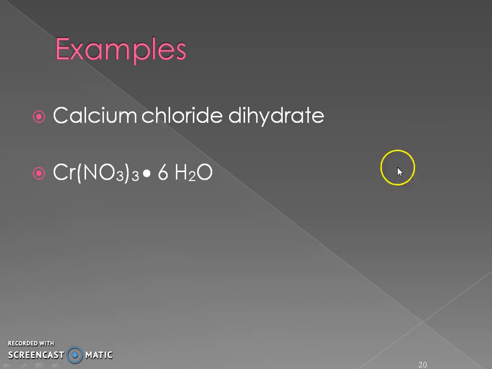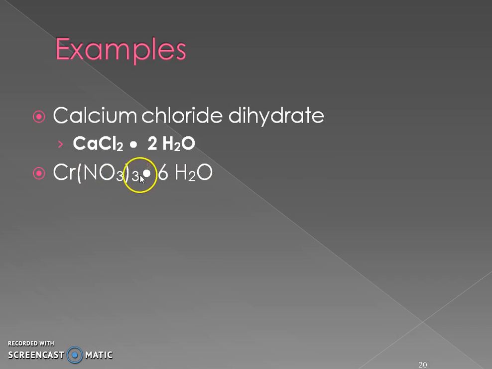So here's an example. Calcium chloride dihydrate. You should be able to know how to write the formula for calcium chloride. That's an ionic compound. And the di means that there are 2 water molecules. That's where the hydrate comes from. So calcium chloride would be CaCl2. The dot means that it's a hydrate and it has 2 water molecules. That's where the di comes from.